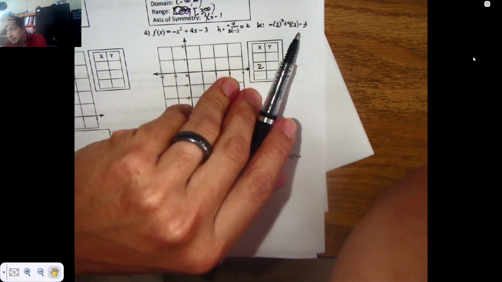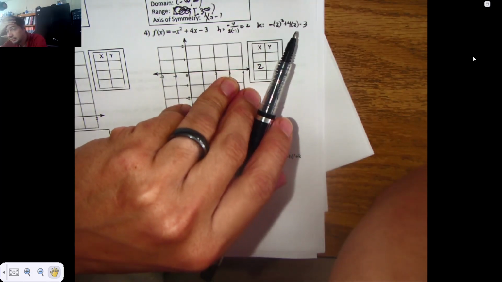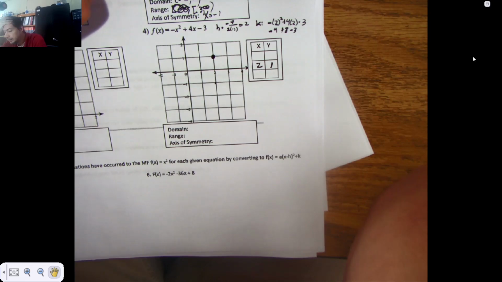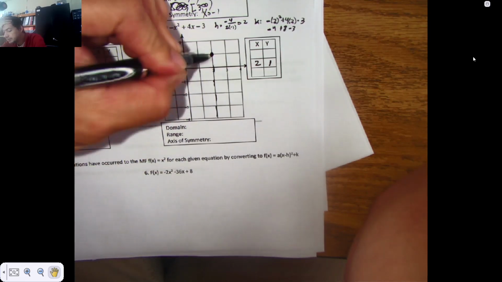You know, this is supposed to be an easy skill, but it's a skill that a lot of people just get wrong, like probably 1 in 4. That's negative 4, 2 squared is 4, plus 8 minus 3. That should be 1. So 2, 1 exists on the grid, which should be up here. By the way, while I'm doing this, my axis of symmetry is x equals 2.